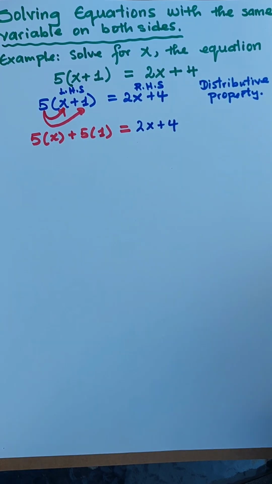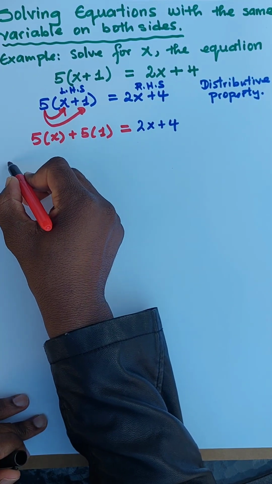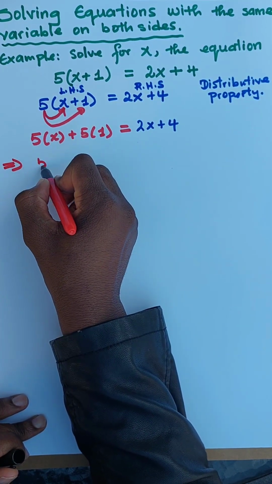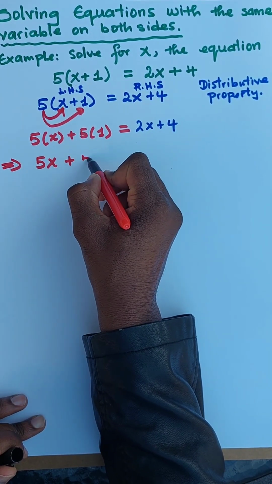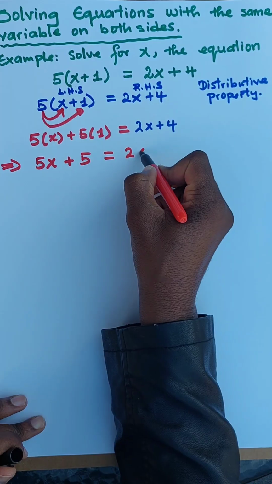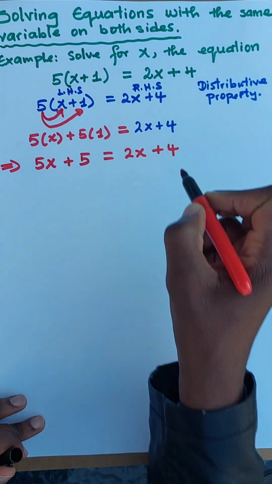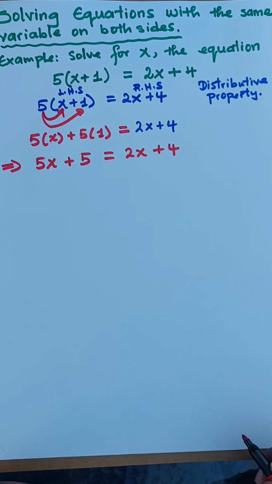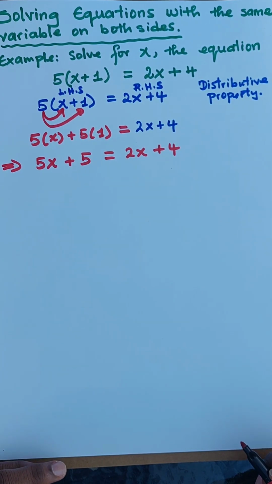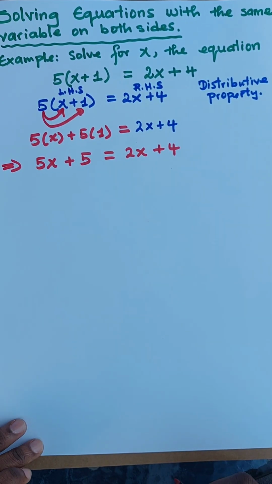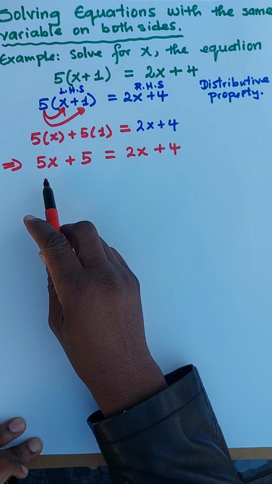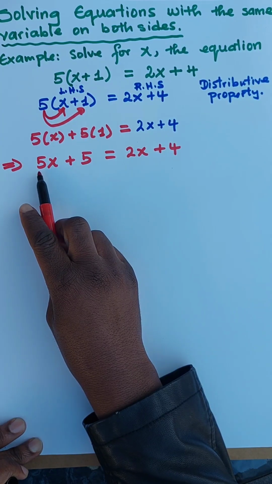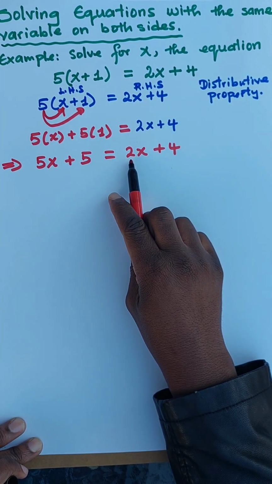So 5 times x is just 5x, plus 5 times 1 is just 5, equals 2x plus 4. Okay, now we have arrived at the step where we will have to collect like terms from each side of the equation. The coefficient of x, the number that multiplies x on the left hand side, is 5. The number that multiplies x on the right hand side of the equation is 2.